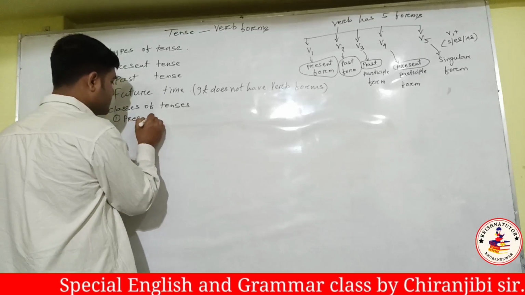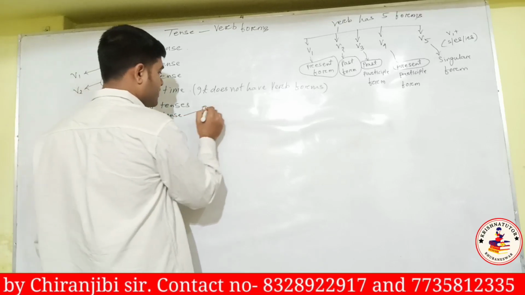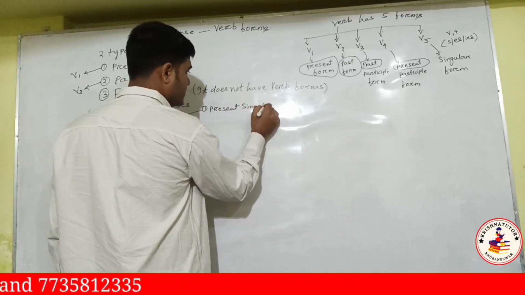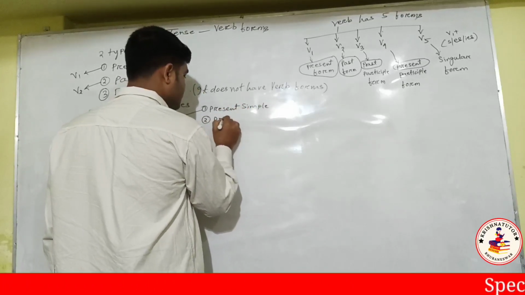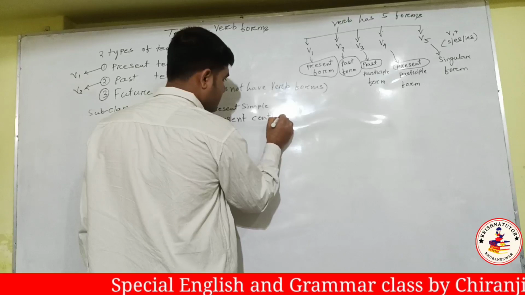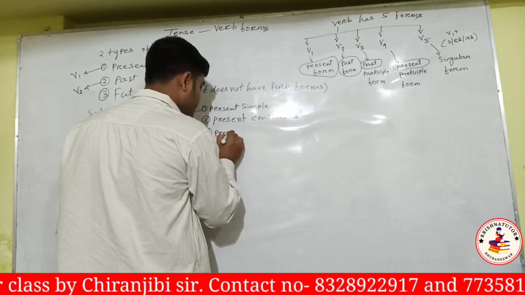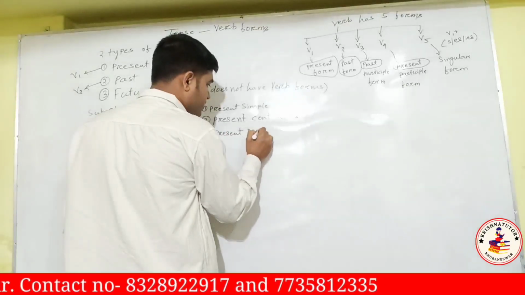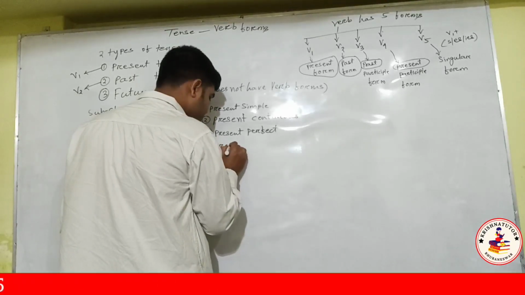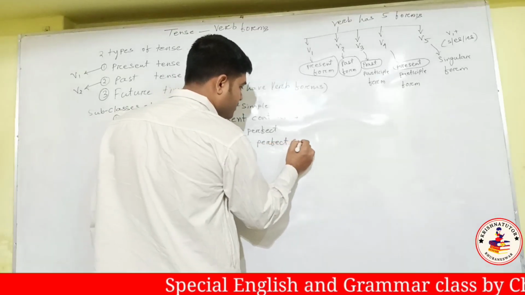Present tense again has four types. Present simple, present continuous, present perfect, and the last one is present perfect continuous.